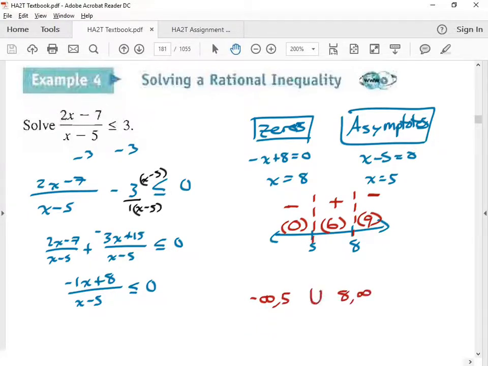Okay, the question is, I know we have parentheses around the infinity signs because there's always parentheses. Does a 5 get a parenthesis or a bracket? 5 is where the asymptote is. We cannot have 5 in there. We cannot plug in 5. So that means 5 should be parenthesis. What about the 8? 8 is just a 0. 8 would make this equal 0. Yes, 8 works. All right, those are your answers.